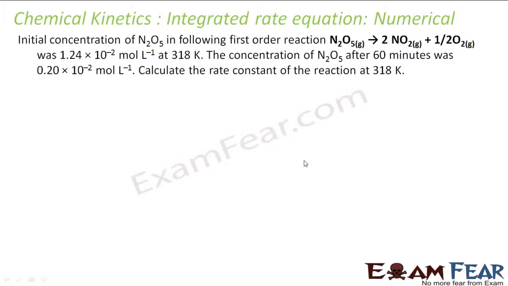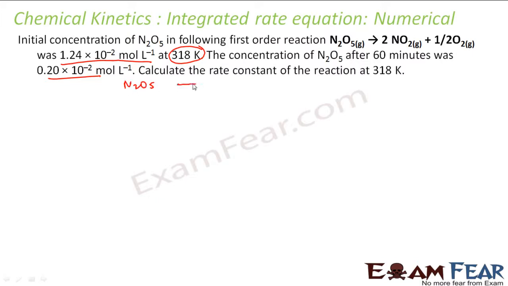Find the rate constant of N2O5 in the following first order reaction. This is a first order reaction where N2O5 gives NO2 and oxygen. Initial concentration was this much moles per liter at 318 Kelvin. The concentration of N2O5 after 60 minutes was found to be this much. We have to find the rate constant at this temperature. Let's see this reaction.